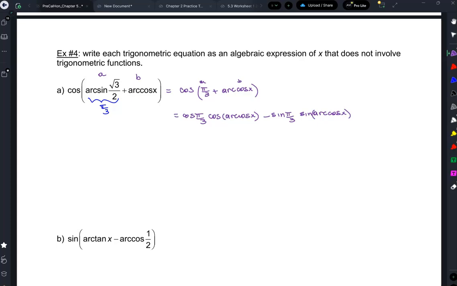Okay, now let's see. What's cosine of pi over 3? 1/2. Times, okay, now what's this? That's x. You see that? Now that's a different thing. Yep, that's x, minus what's sine of pi over 3? Root 3 over 2. Because if the cosine was 1/2, then the sine has to be the other one.